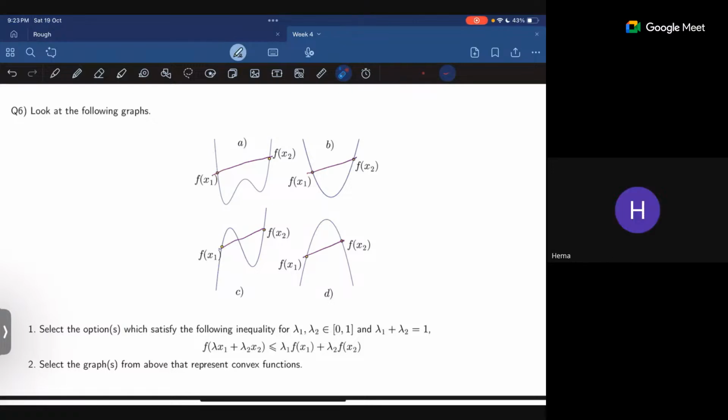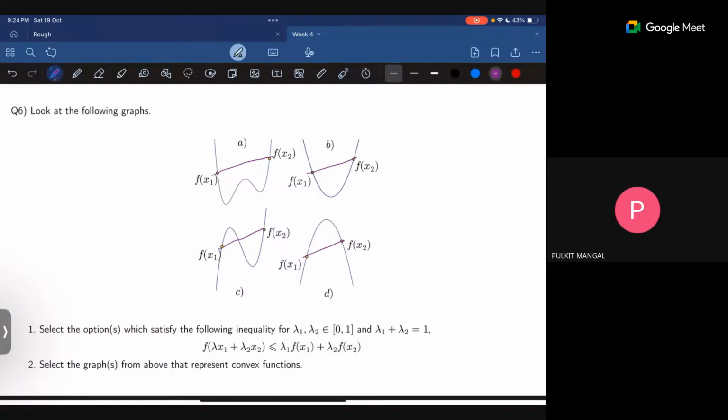Same, A and B, sir. Option B, sir. Okay, one is saying A and B, one is saying only B. So why not A? Because it's not for every lambda, not at all the points, not the lambda on all points.